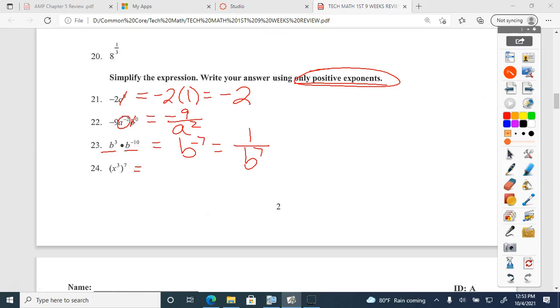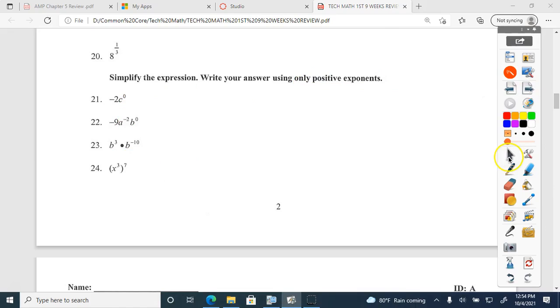24, power to a power. Multiply. X to the 21st power. Is that okay to leave? X to the 21st power? Is that a positive exponent? Yep, so we're good. X to the 21st power. All right.